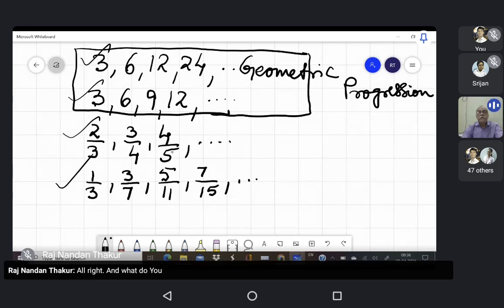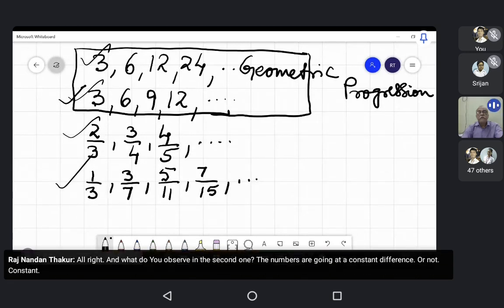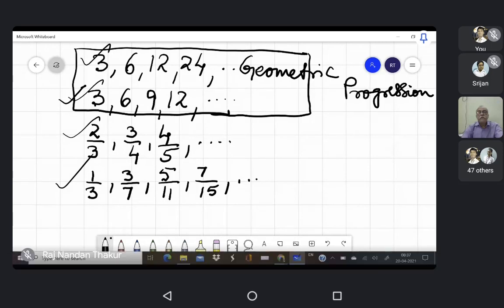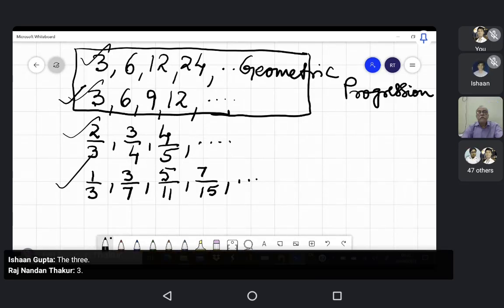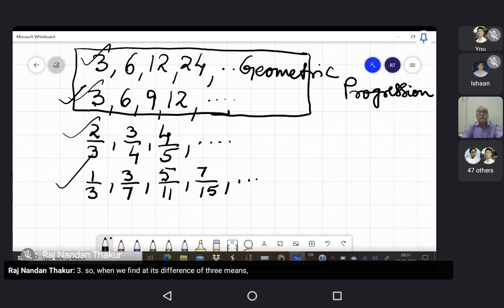Alright? And what do you observe in the second one? The numbers are going at a constant difference. At what difference is it going? 3. So when we find a difference of 3, it means any element plus 3 will be the next element. Plus 3 will be the next element.